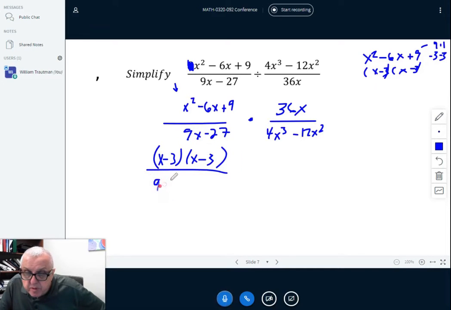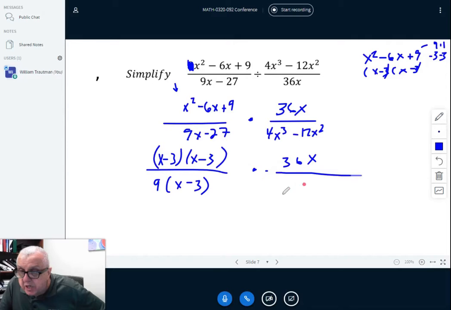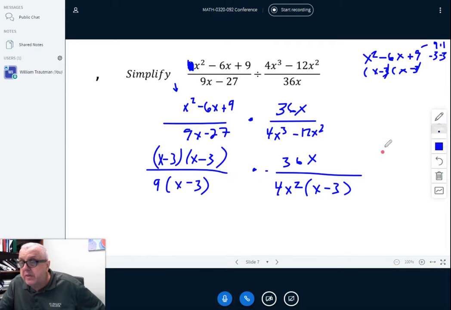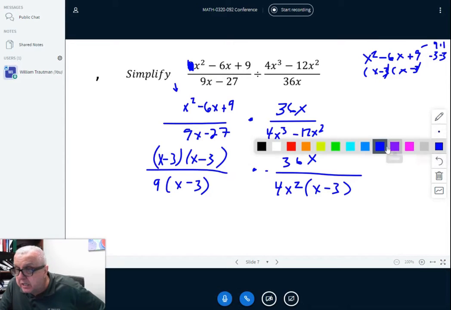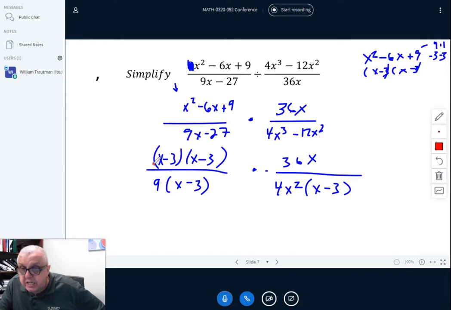The bottom, remember, a 9 factors out, and that's what I get. The top, nothing happens there. And this bottom, a 4x squared comes out, and I'm left with x minus 3. All right, so now it's all factored again. Start canceling out. There's an x minus 3 on top and an x minus 3 on the bottom. There's another x minus 3 on top and on the bottom. 9 goes into 9 one time. 9 goes into 36 4 times.